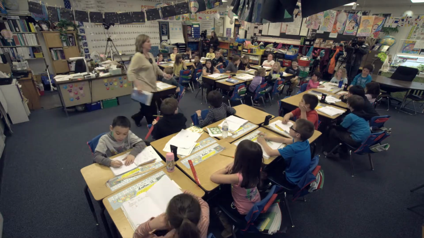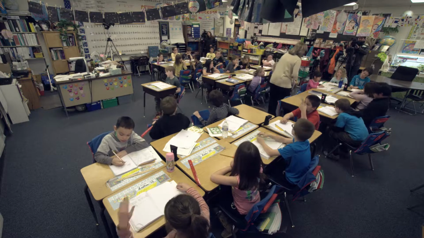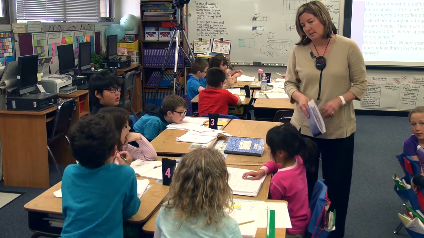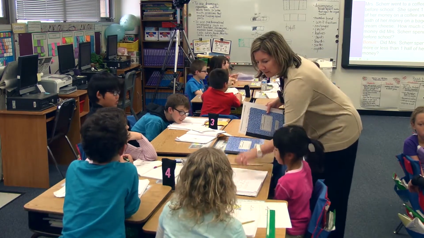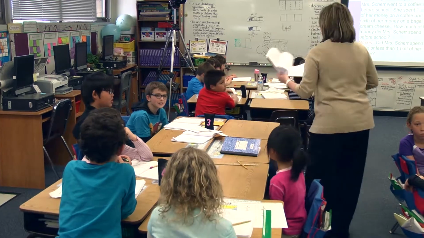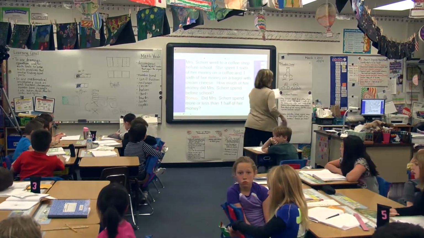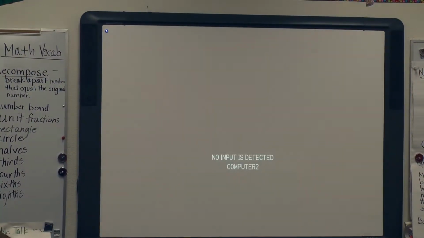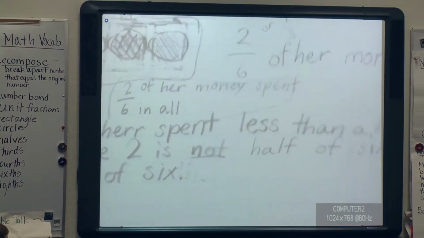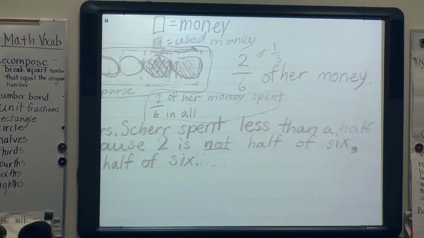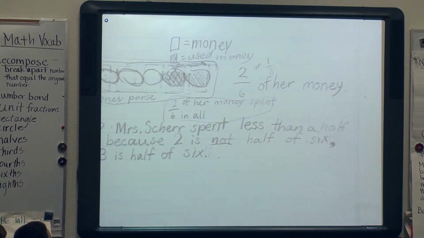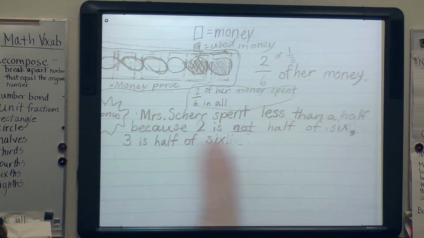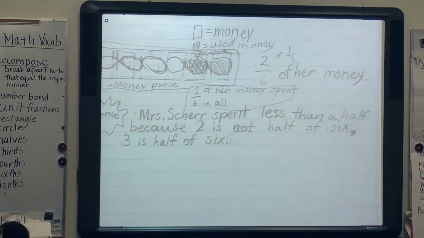Okay, I didn't hear you. I'm sorry. Let me come closer. What did you think? So it is not half of 6, so it's not. Can I borrow your book for a second? You're very soft-spoken, and I can hear you have something that everybody should look at. All right, let's look at what she wrote. Okay, and she used words to explain. And she put in here, Mrs. Scherr spent less than half because 2 is not half of 6. 3 is half of 6.